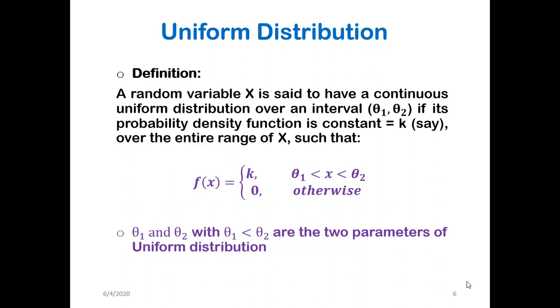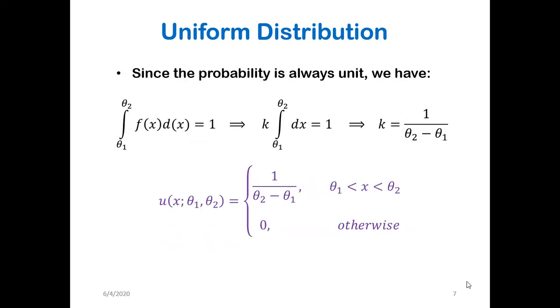From the previous slide we saw f of x equal to k. So we can substitute k in our integral function right here, that f of x equal to k. So instead of f of x we replace with the k. So we'll be having integral from theta 1 to theta 2 of k dx. Upon substituting, integral of dx will be equal to x. If you substitute theta 1 and theta 2, then you have k, and you make k the subject.